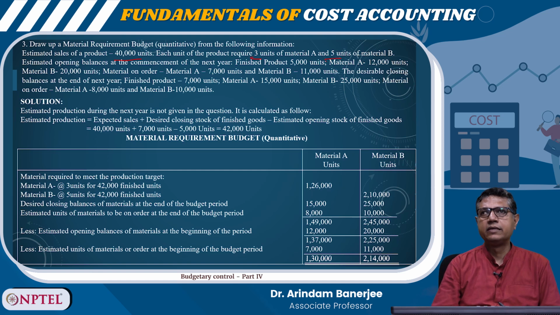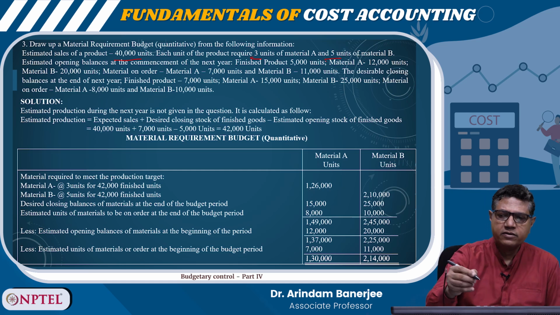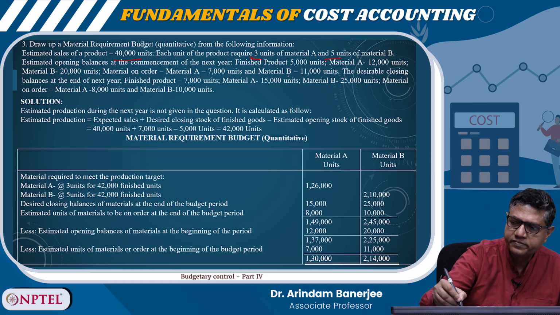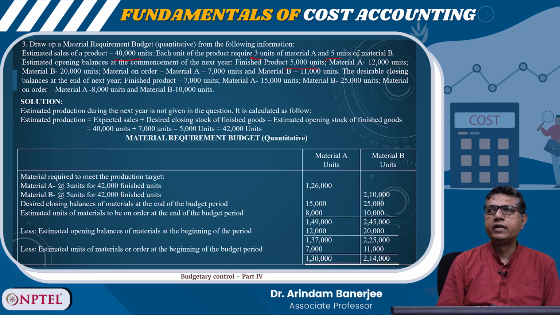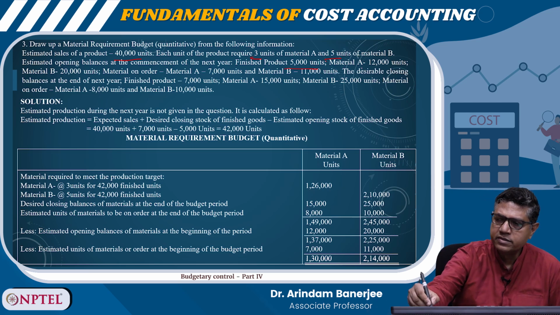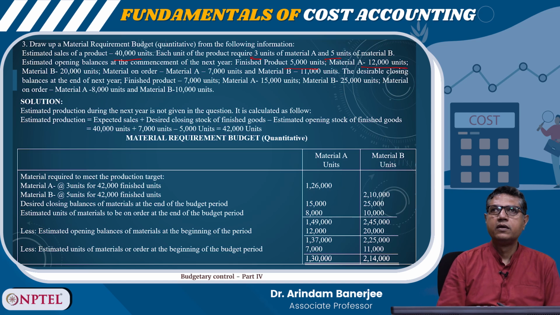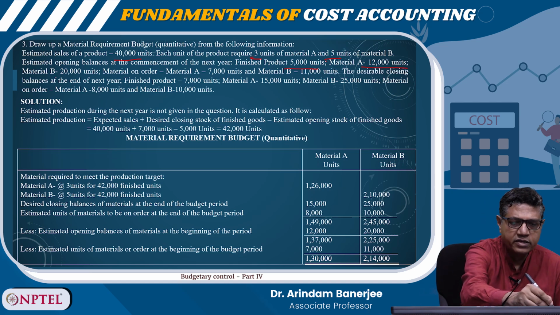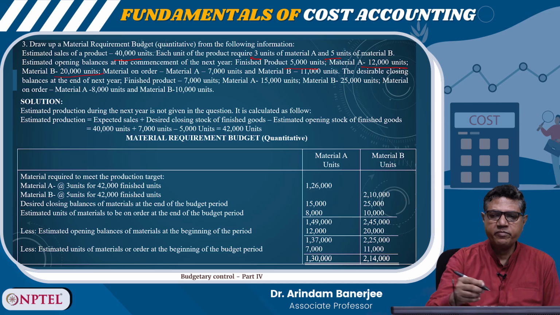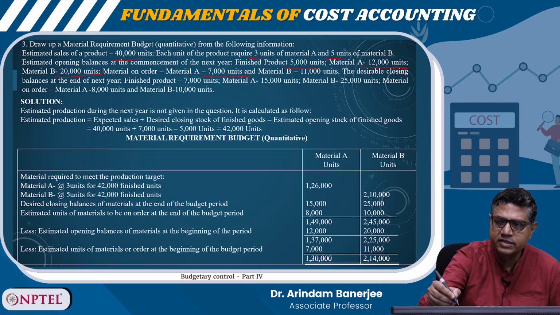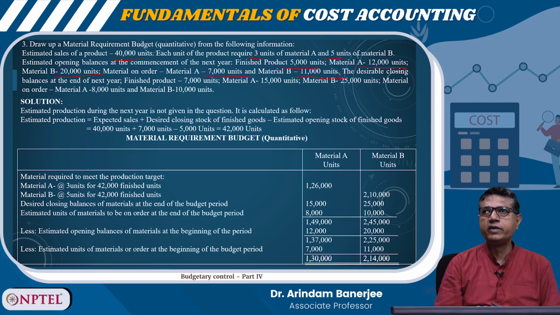Estimated opening balances at the commencement of the next year. Finished product 5,000 units. Material A 12,000 units. Material B 20,000 units. Material on order, material A 7,000 units, material B 11,000 units.